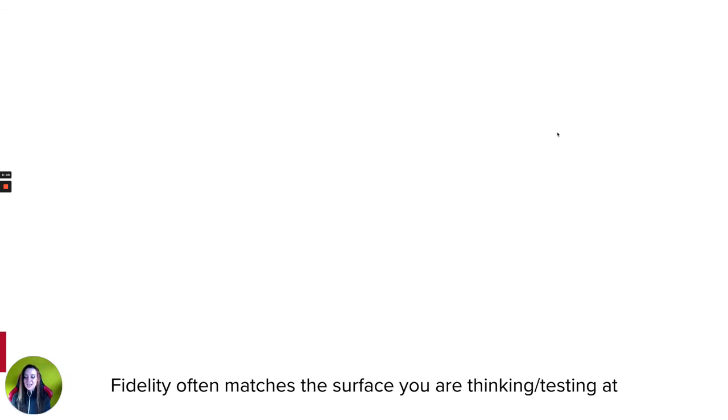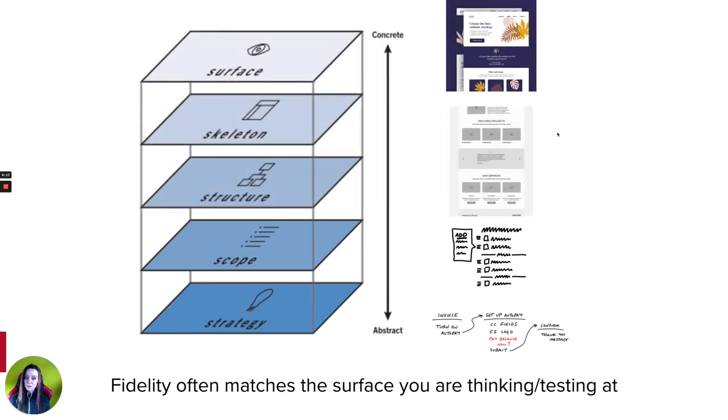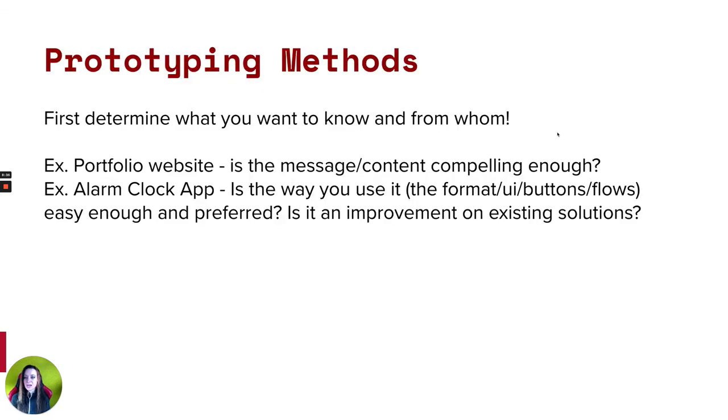So the fidelity often is going to match the surface, the plane that you're thinking or testing at. So if you're just thinking about strategy, you're probably going to be in low fidelity world. As you move up into these planes and you get toward the surface, you're going to probably need higher and higher fidelity because, again, it's harder to demonstrate a skeleton or a surface with something that's not very real. Those are very tangible things, so they just invite more realness in the prototyping as we're working on the prototypes for those.